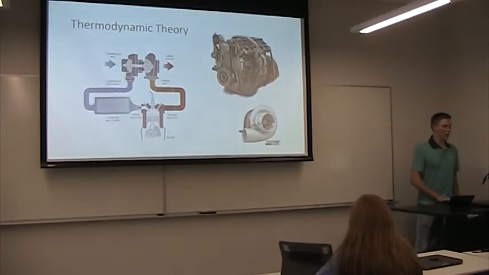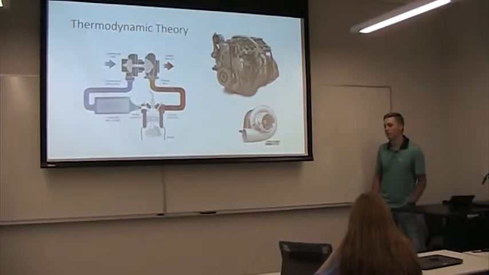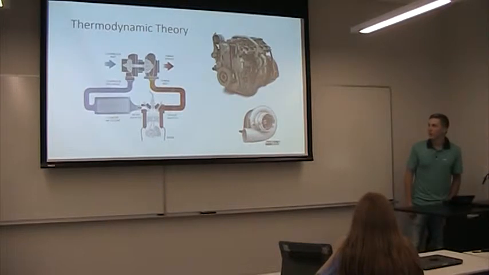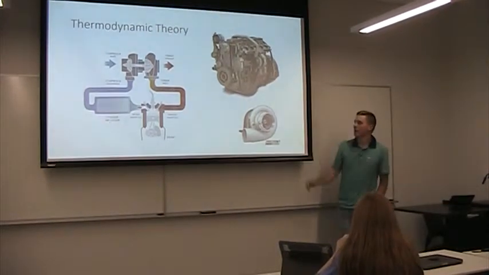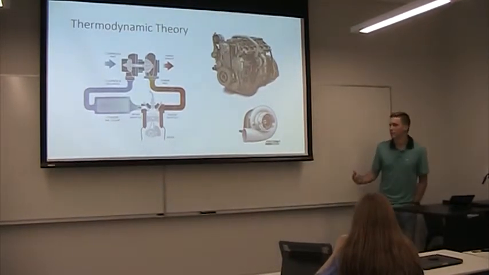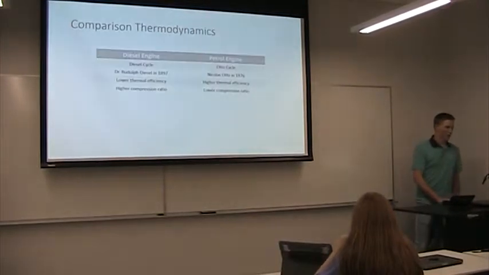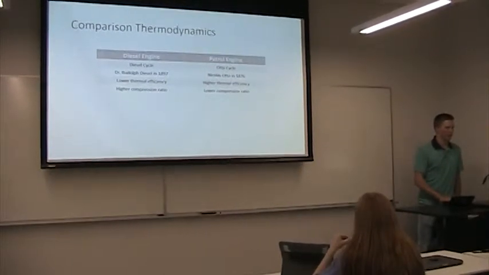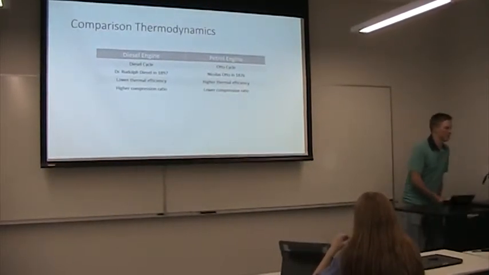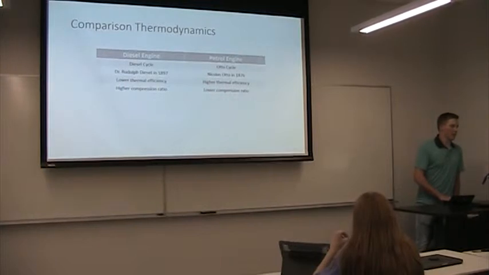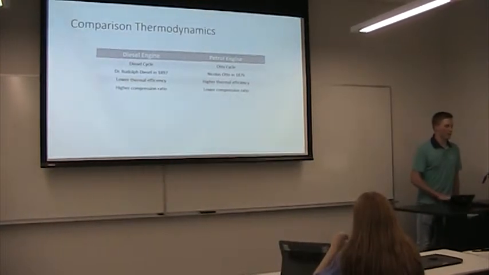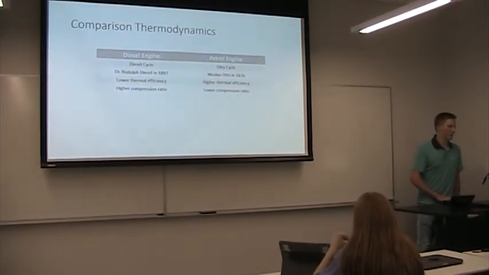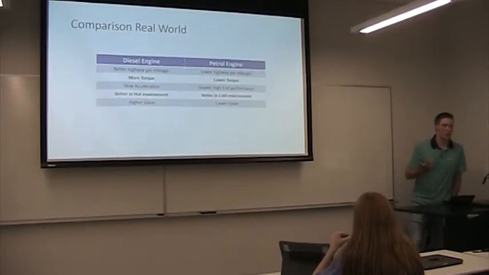Another way that diesels get super high compression ratios is the use of a turbo. This is an example of a turbo. You can see it attached right there, and there's a diagram. I'm sure you've all seen how they work. Just a quick comparison: the diesel cycle was 1897, the Otto cycle is 1876. The diesel cycle has lower efficiency and higher compression ratio, but that's just thermodynamic terms.